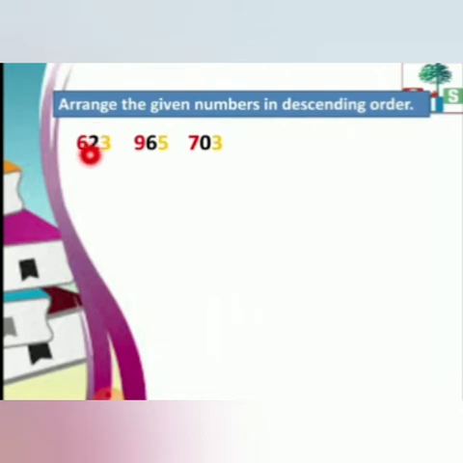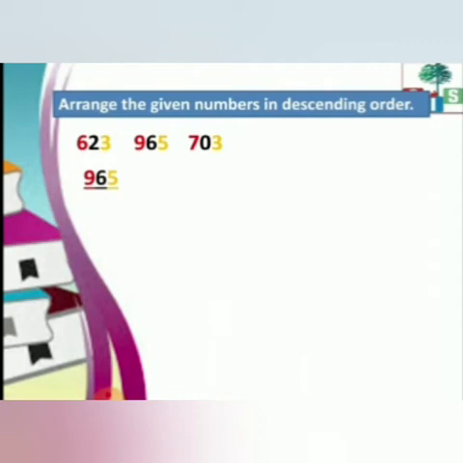Here it is 623, that is 6 is at 100 place. In 965, 9 is at 100 place. In 703, 7 is at 100 place. We have to find the biggest number and write it first. So which is the biggest number? That's correct. 965 is the biggest number.